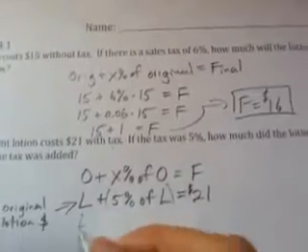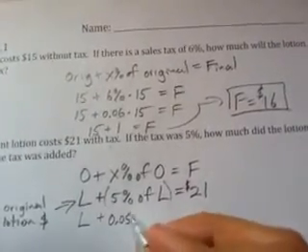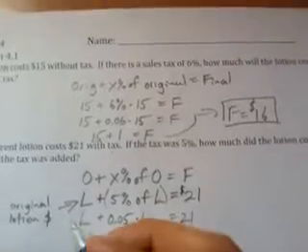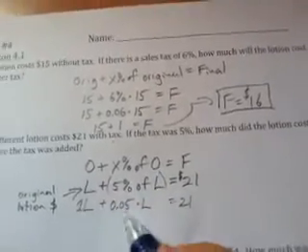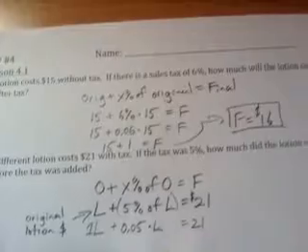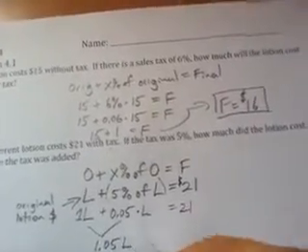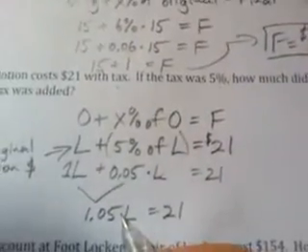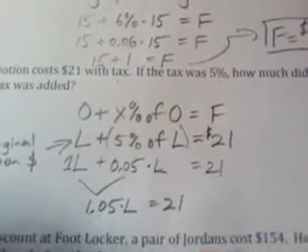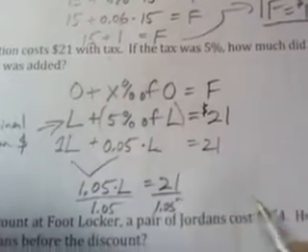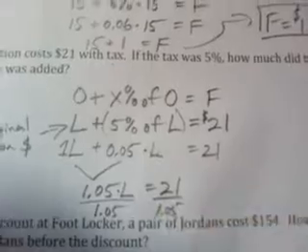So then, L plus 0.05 of L is equal to 21. So I have one L here, and I have 0.05 L. How many total L's do I have? These are like terms, so I have 1.05 L is equal to 21. So how do I undo the multiplication of 1.05? I would have to divide both sides.